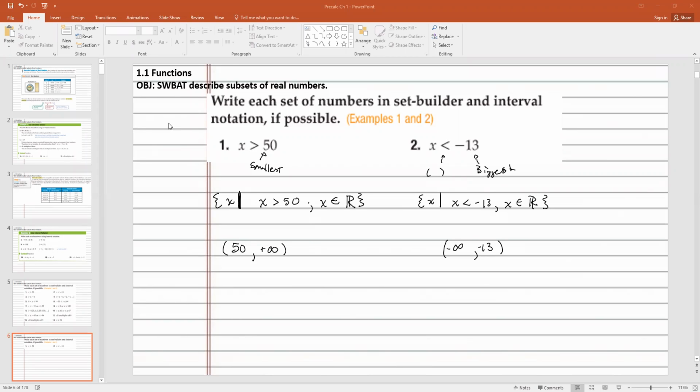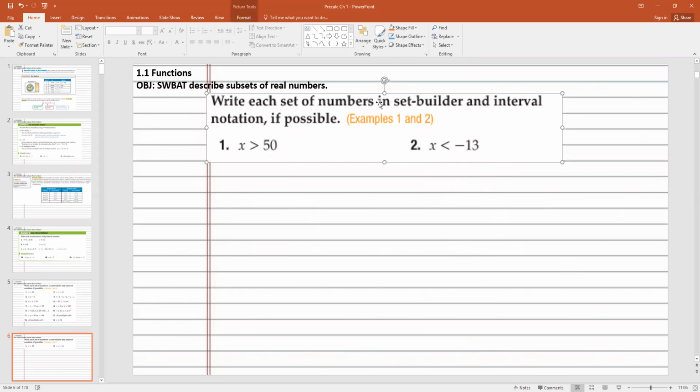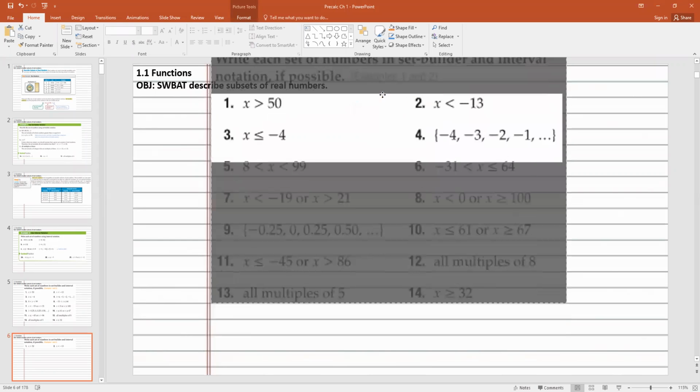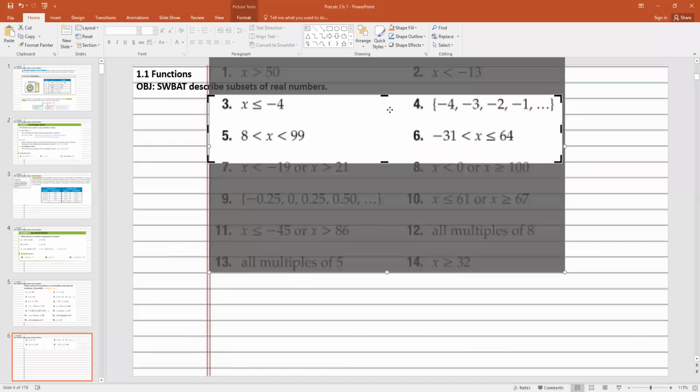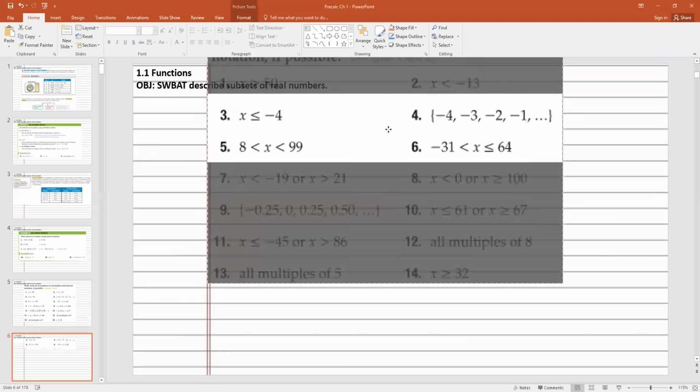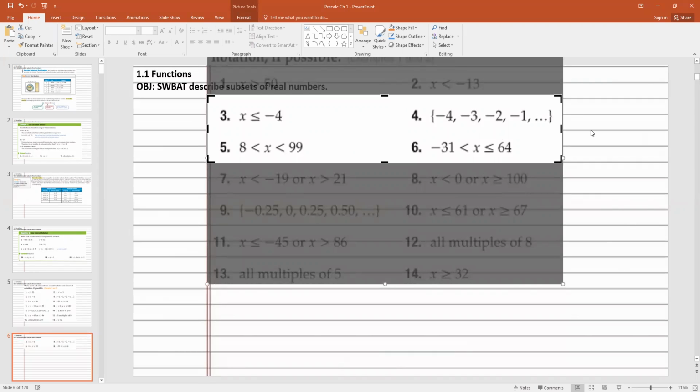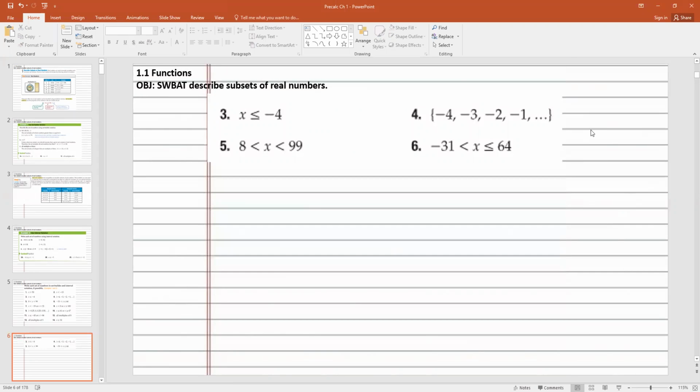Let's look at some more. Let's put one with a barrier. Actually, let's do one that doesn't have the less than or greater than. We could do 4. So let's do 4 and then 6. All right. So 4.